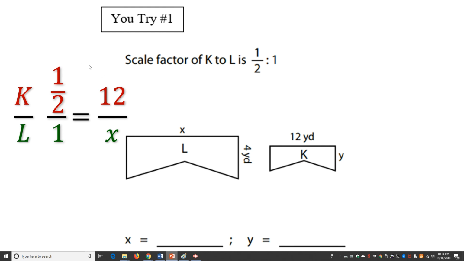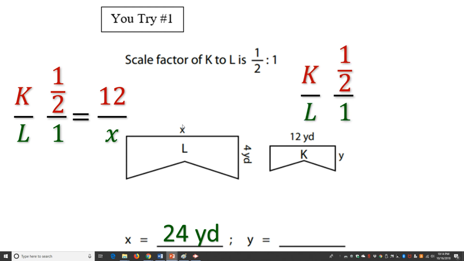So 1/2 times 24 would be 12. 1 times 24 would be 24. So remember, going from here to here, it's a half. So going from here to here, it's going to be double. Therefore, X is 24 yards.